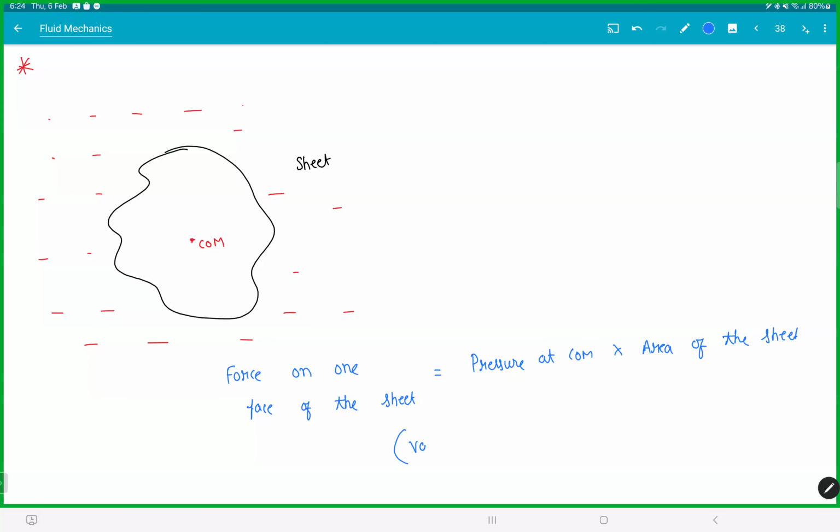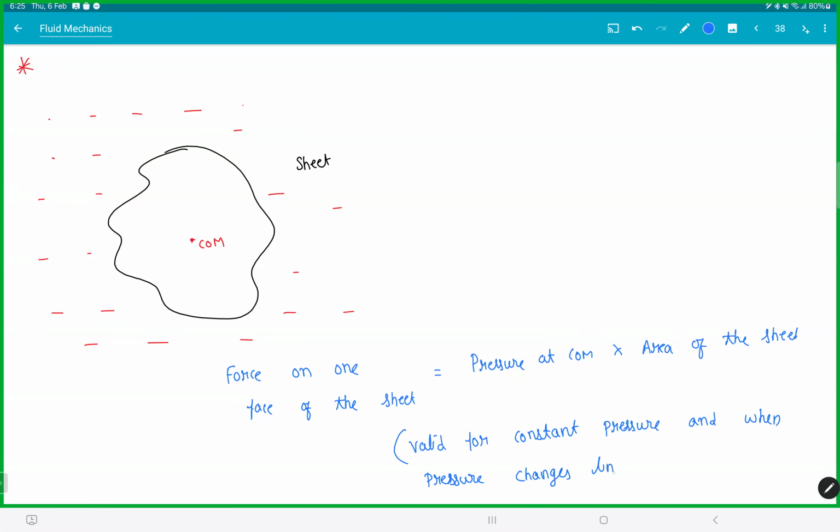The only thing is this is valid for constant pressure or linear functions. You cannot use this if the pressure is changing as x square or something. Constant pressure, and when pressure changes linearly. It doesn't matter. You take any type of sheet. If you can somehow find the center of mass, you'll get the answer.